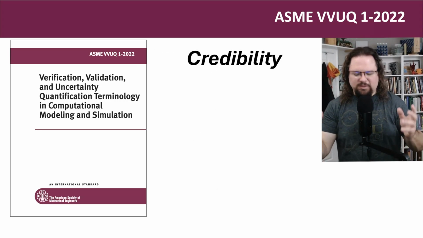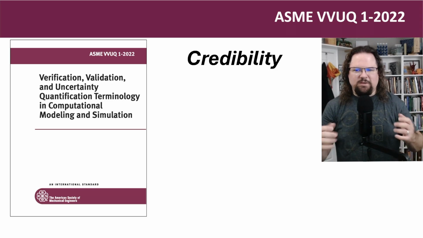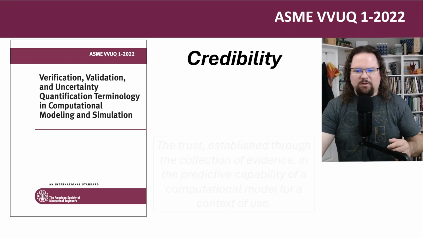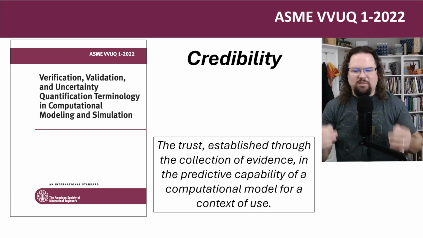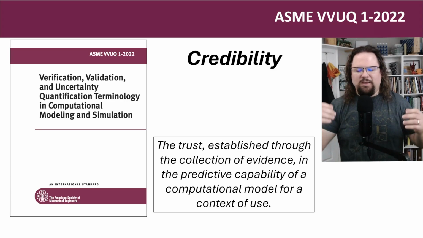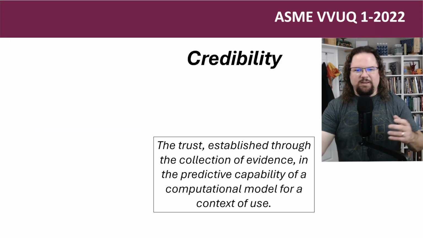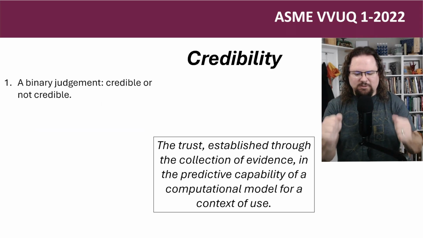Now, credibility is the reason we're out here in the first place, the reason the standard exists. It's the main concept. If you summed up VVUQ in a single word, you would call it credibility. Credibility is the trust established through the collection of evidence in the predictive capability of a computational model for a context of use. That is a lot of terms to say something that I think can be easily understood as basically credibility is a binary judgment.